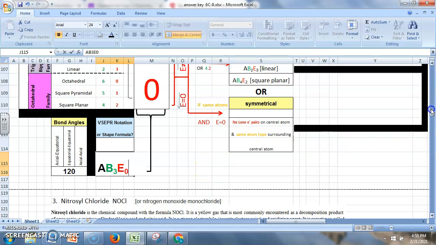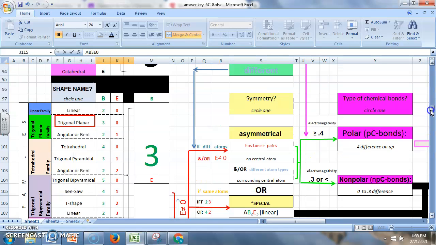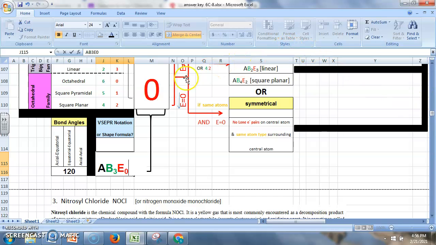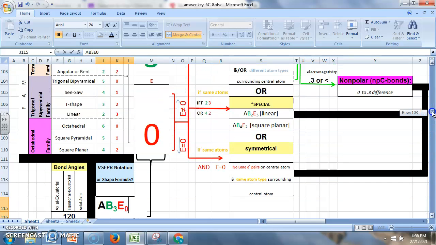So here we go. We've got to take a look at where we're going on the shape sheet here. I'm coming out of here. E equals 0. E does equal 0, so I'm thinking I'm going down this way. And it would be symmetrical if all the atoms are the same. So when E equals 0 and all the atoms are the same surrounding the central atom, then it's symmetrical.